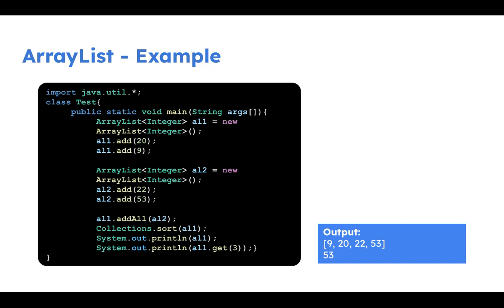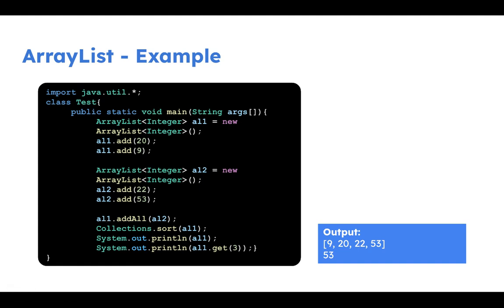So we can add the elements one by one, or we can add all the elements of an existing ArrayList to the other ArrayList. For that, we have the addAll method that provides this capability. Whatever the elements of ArrayList 2 are, they are all added to ArrayList 1. And the addition happens at the end, so they are appended at the end.